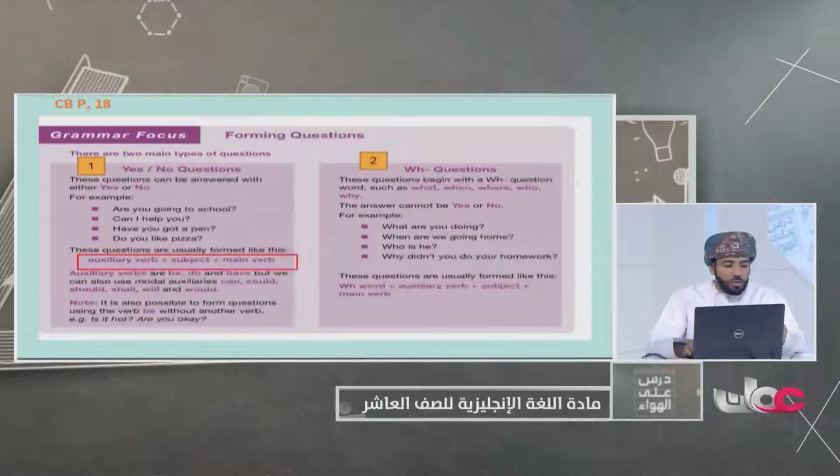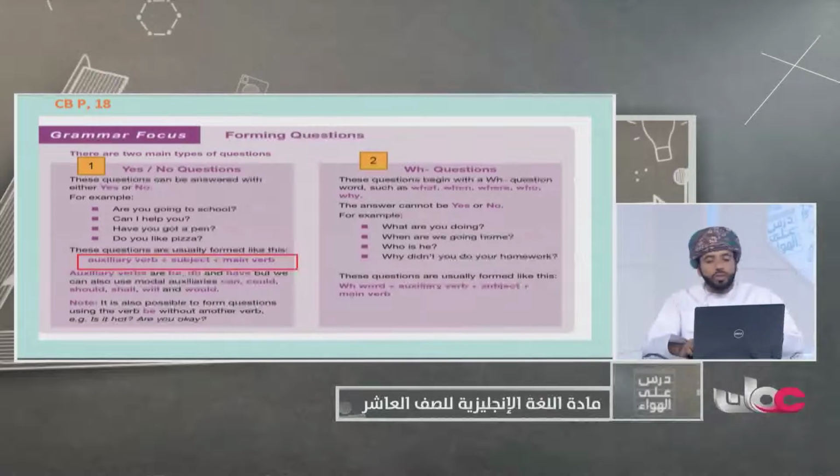Look at the note down. It says it is also possible to form questions using the verb be without another verb. So when we say, is it hot? we just use the auxiliary verb. And are you okay? This is verb be without any other verb. So this is how to form yes/no questions. Again, we can start with an auxiliary verb or modal auxiliaries, then follow them with the subject and then the main verb.